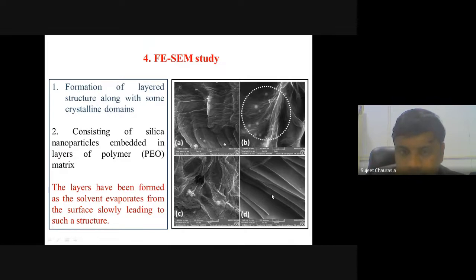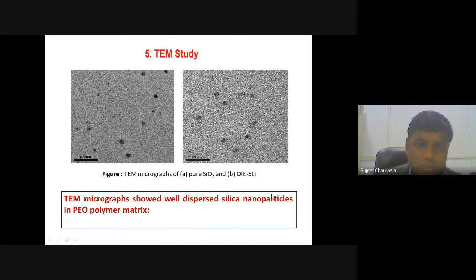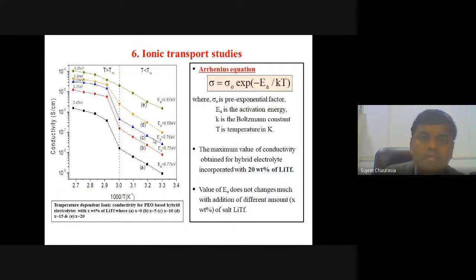This is the TEM micrograph of the pure SiO2 and the hybrid electrolyte containing 5% of the lithium salt, which shows well dispersed silica nanoparticles in the PEO polymer matrix, with a size of approximately the order of 20 nanometers.